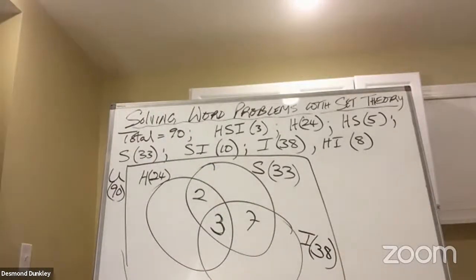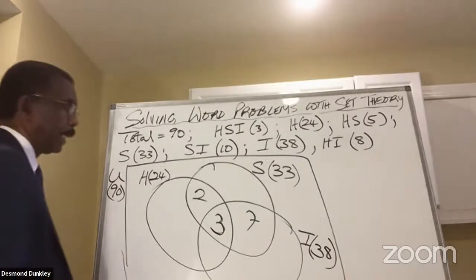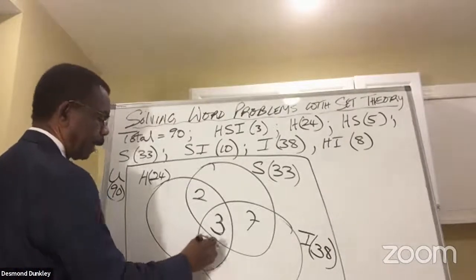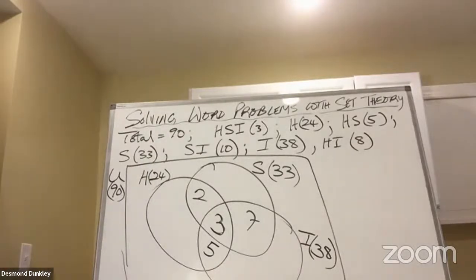Ice cream and, what's that? Hamburger and ice cream is 8. This has to be 5. Okay? So now we're ready to rock and roll.